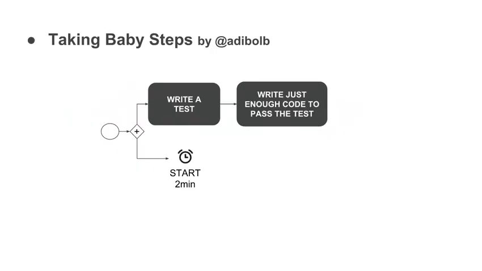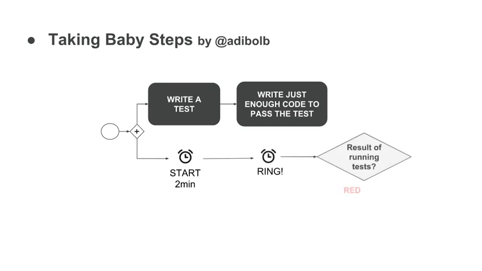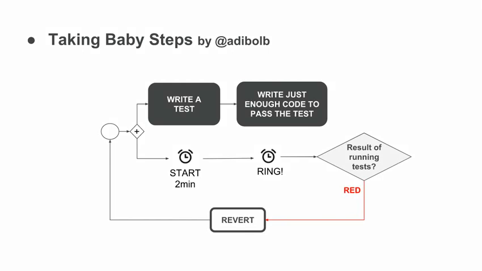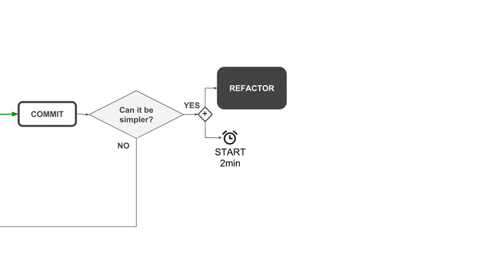Another constraint is taking baby steps by Adrian Bolboaca. In this case, we start a 2 minutes clock when writing the test. After 2 minutes, we check the result of test. If red, we revert all the changes, test code and production code. And the same for the refactoring step.